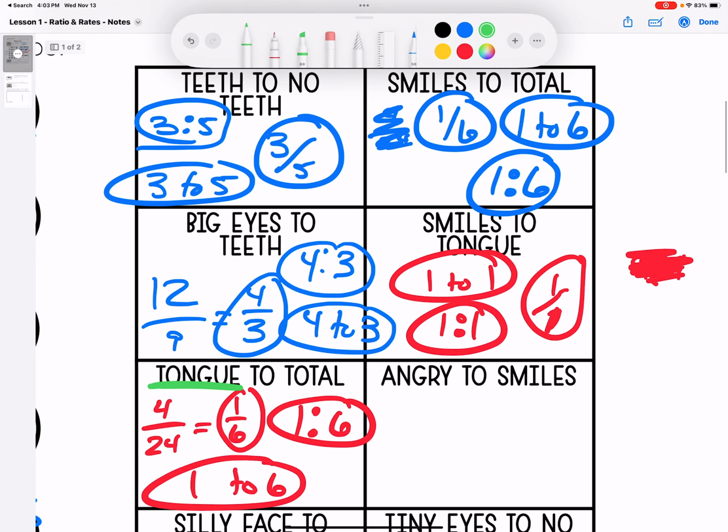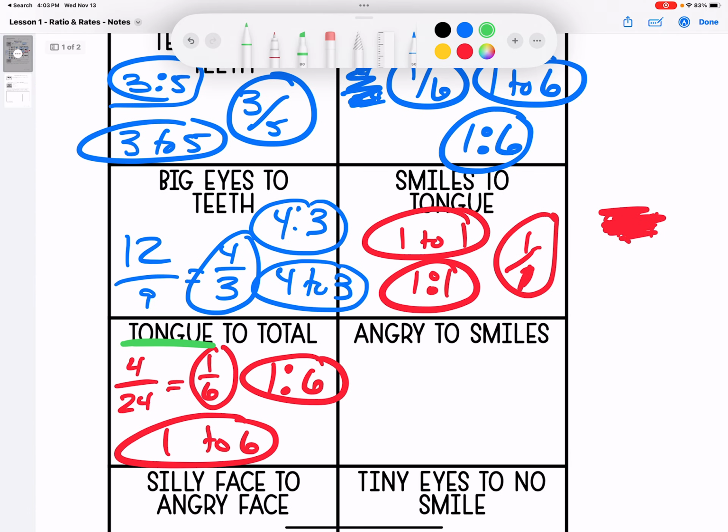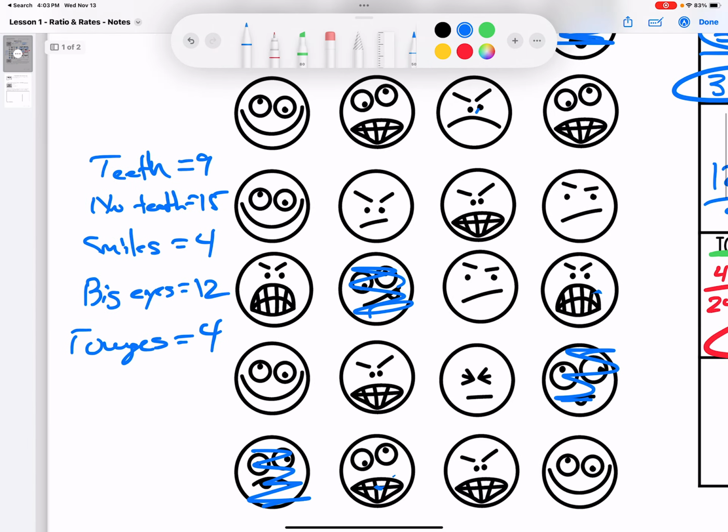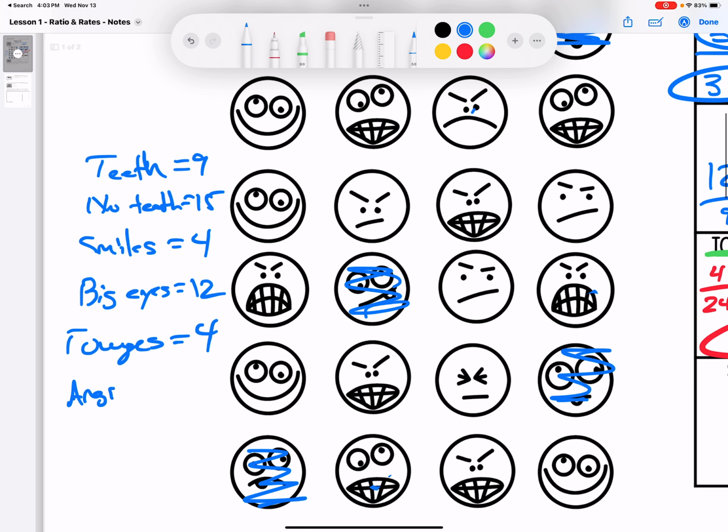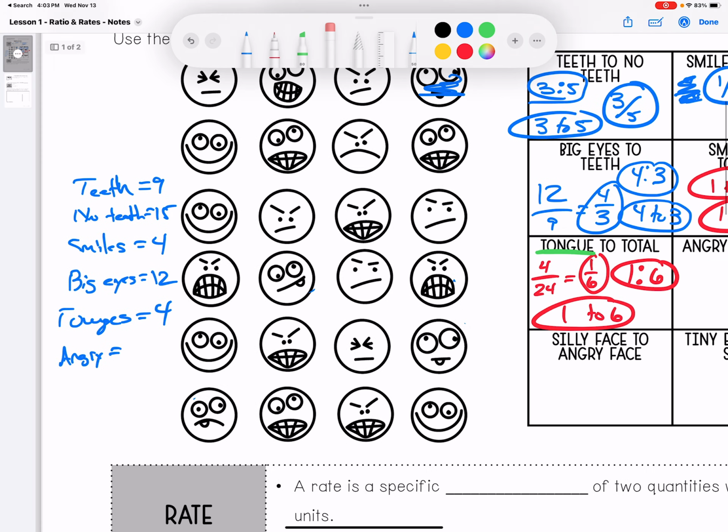All right, angry to smiles. We don't know how many angries yet. We haven't had that one yet, so let's figure that one out. How many angries do we have? Let's count. All right, I'm going to do these in green. I'm going to color them up in green. All right, here we go.